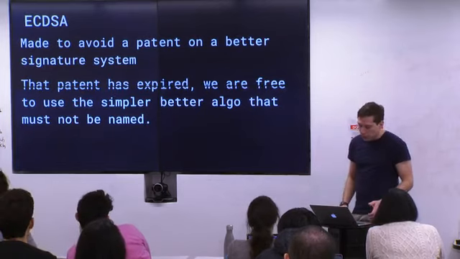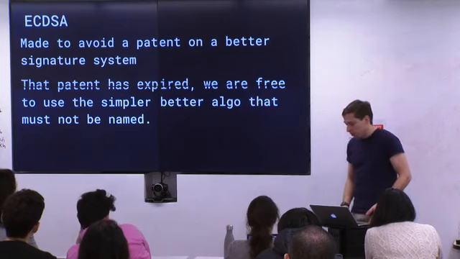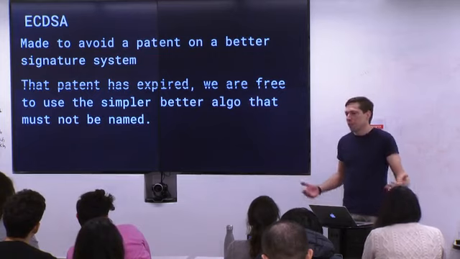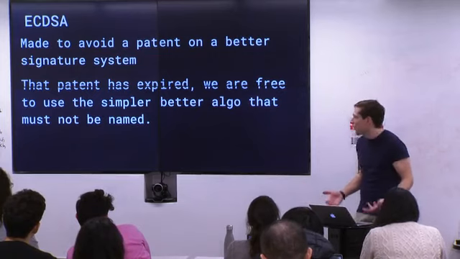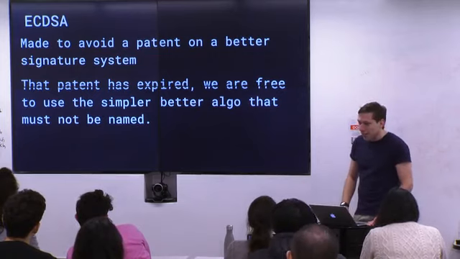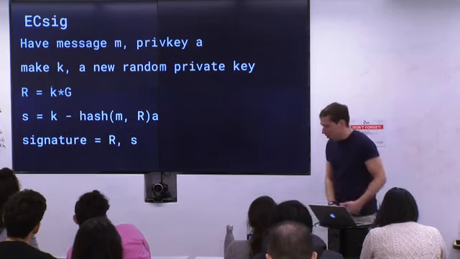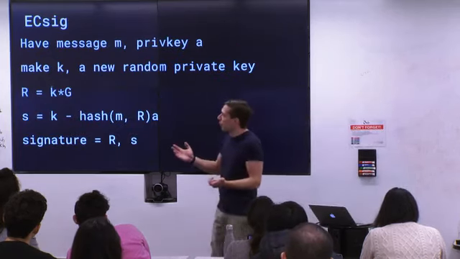That must not be named. So we're maybe not, people don't call it Schnorr signature as much because it's like, well, this is the guy who prevented us from using this for 20 years. There's modifications to it. Okay, so the elliptic curve signature, for lack of a better name.